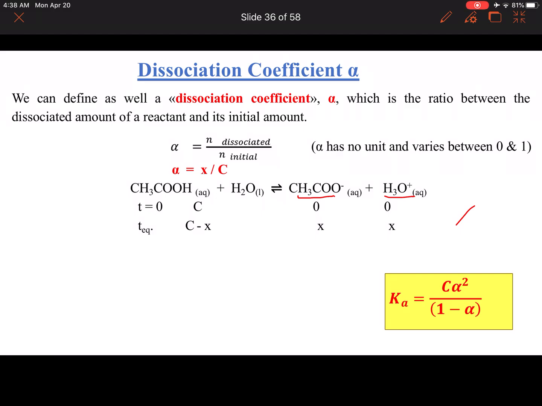And at equilibrium, this would be C minus X, X, and X. Now, if I convert this to something in terms of alpha, instead of X, remember if you go here, alpha equals X divided by C, so what is X? X is simply alpha C.